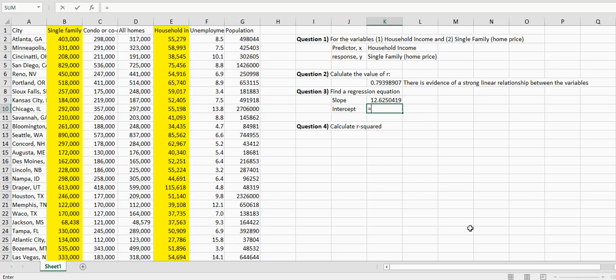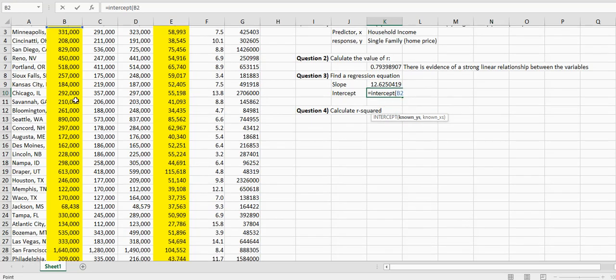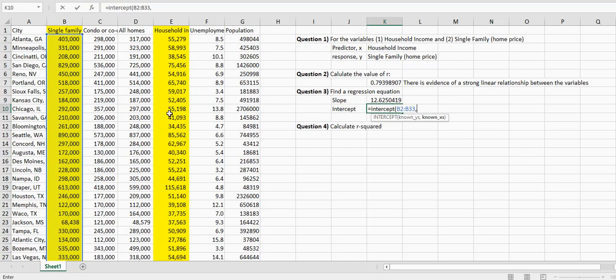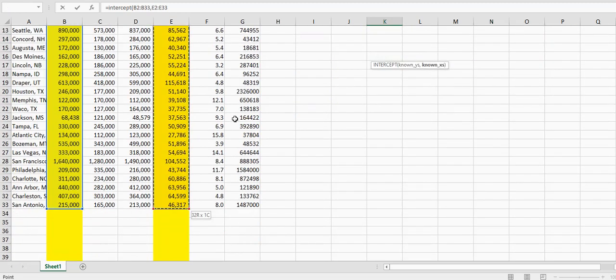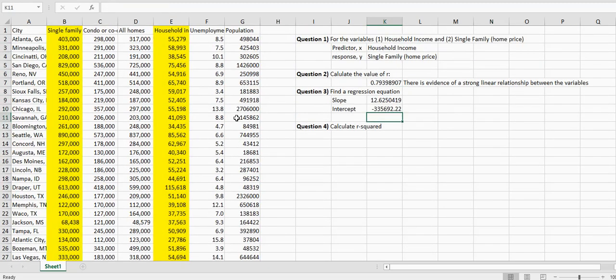The intercept is also very easy. You type equals INTERCEPT, then your known Ys, comma, then your known Xs. Close the parentheses, and that's your intercept right there. So it looks like my regression equation is y equals 12.625 times x minus 335,692.22.